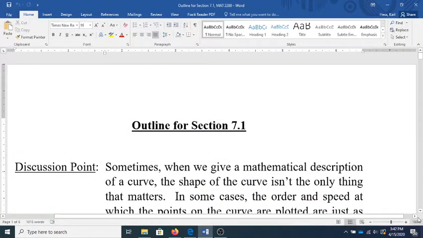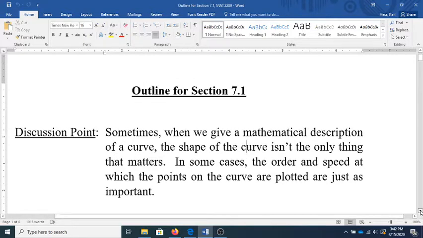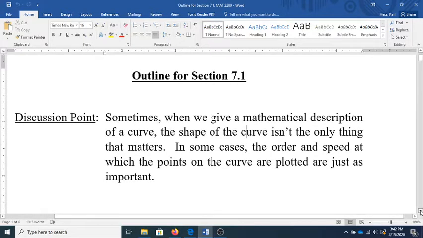Alright, so sometimes when we give a mathematical description of a curve, the shape of the curve isn't the only thing that matters. Sometimes the order and speed at which the points on the curve are plotted are just as important. In particular, if the curve is the path of a moving object, then not just the shape of the path matters, but which way the object was going and how fast it was going. Those are often important as well. So that will give us a little bit of context.